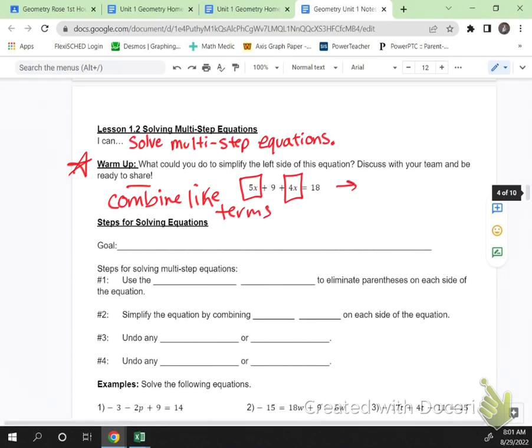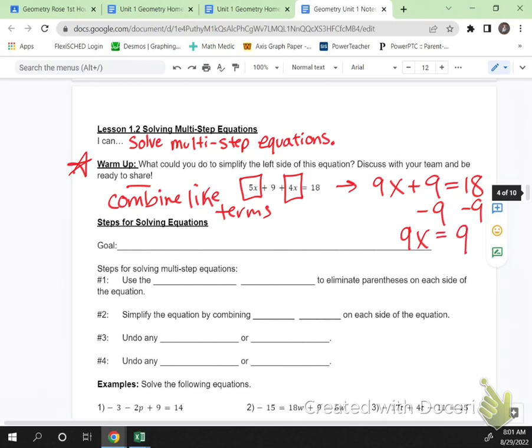So now we can continue to simplify. Now we've got 9x plus 9 equals 18. Next step, can anyone tell me what the next step is? What should we do to both sides? Let's subtract 9 from both sides. So we get 9x equals 9.